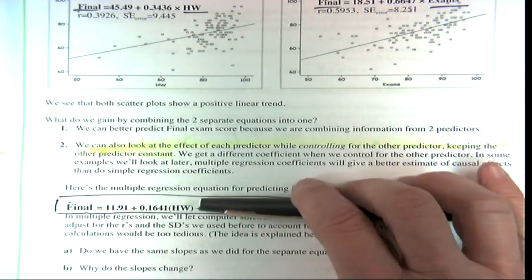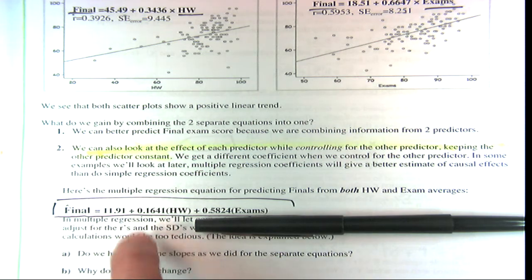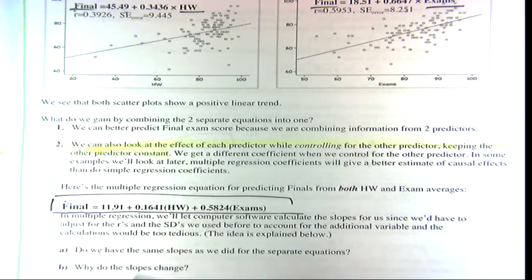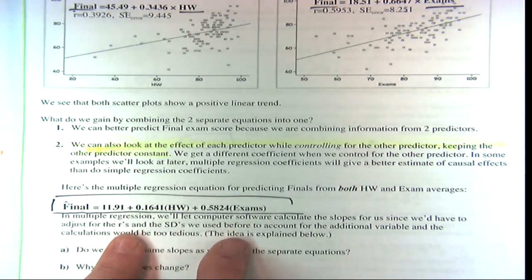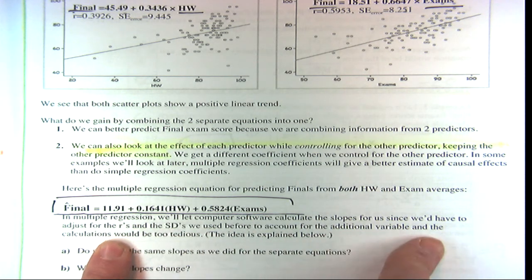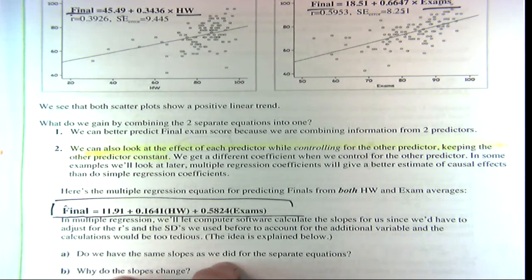remember, to get a slope in a single regression equation, if you recall, we just look at the correlation between these 2, r, and then multiply by the standard deviation of the final divided by the standard deviation of the homework. But now it's going to get very complicated. We'd have to adjust for all the r's and the standard deviations we used before to account for the additional variable. And the calculations are very tedious. I can show you a little bit of how it works just so you can get a feel for it.